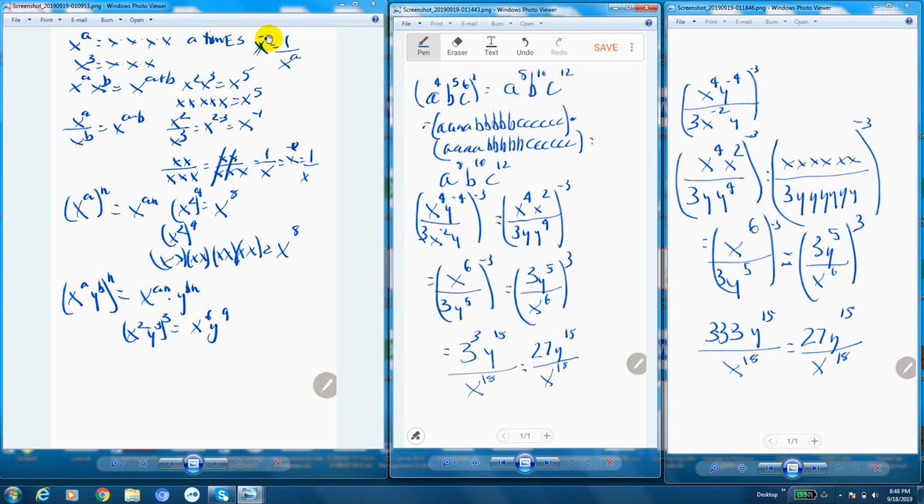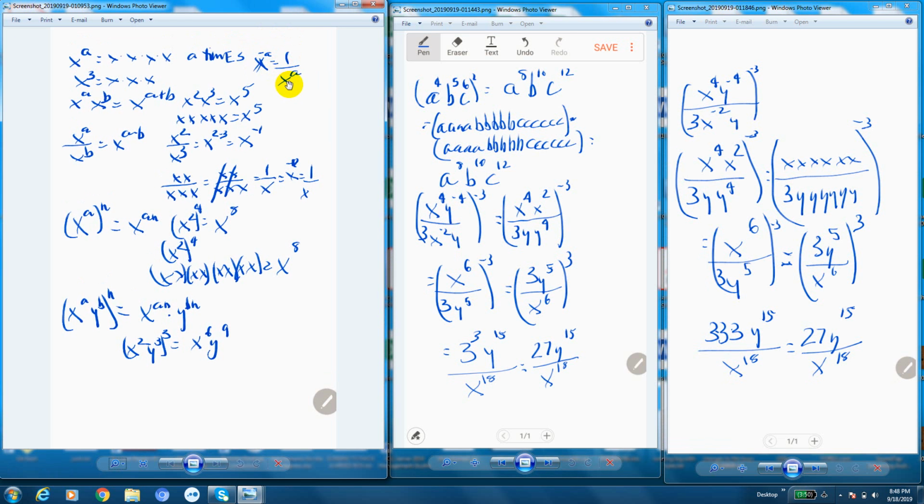X to the negative a power means that it's 1 divided by x to the a power, which means that whatever is in here, you put in the denominator. In other words, you just take the reciprocal of x to the a, which is 1 over x to the a. So you see a negative exponent, you just reverse where it is. If this is in the numerator, you put it in the denominator. And you're going to see what happens with that.